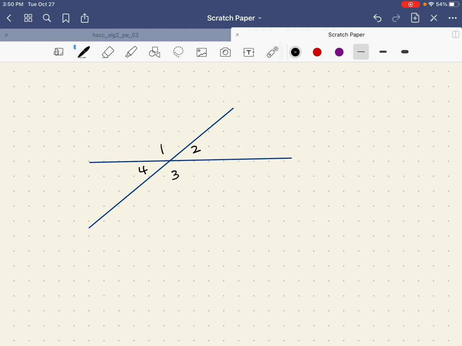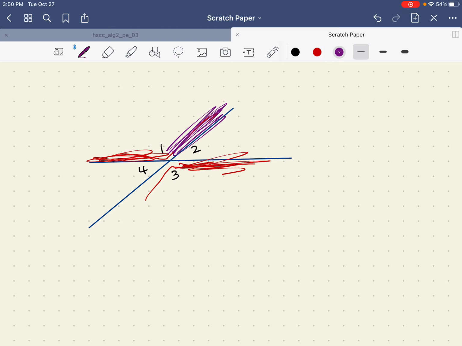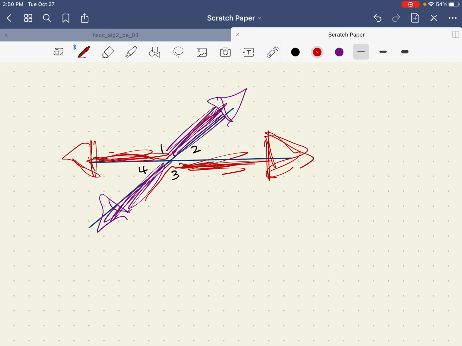So the first one is angle 1 and 3, okay? Angle 1 and angle 3, those two angles are vertical angles. The reason why they're vertical angles is because of their sides. The side of angle 1 and this side of angle 1 are opposite to this side of angle 3 and this side of angle 3. So the purple side of angle 1 is opposite to the purple side of angle 3, and the red side of angle 3 is opposite to the red side of angle 1. That makes them vertical. That's the definition of vertical angles right there.